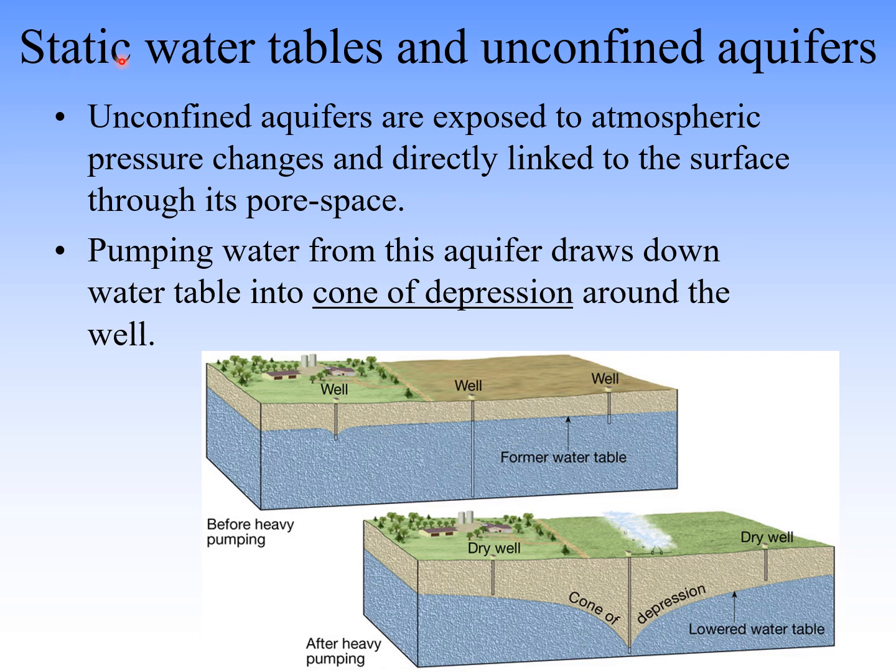And let's talk a little bit about static water tables and unconfined aquifers. So an unconfined aquifer is an aquifer that's exposed to atmospheric pressure changes and is directly linked to the surface through its pore space. So down here below in some area that's not pictured in this graphic, there would be some kind of an aquitard down below that allows this water table to be here in the first place. But you'll notice there's no aquitard over the top of it, okay?